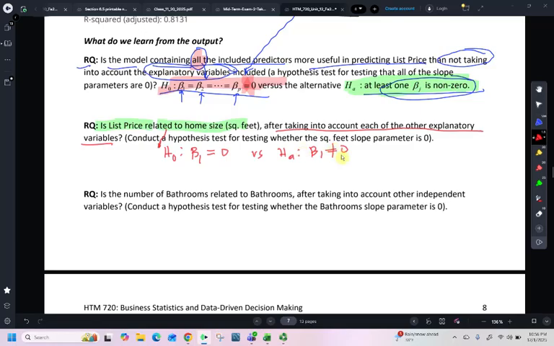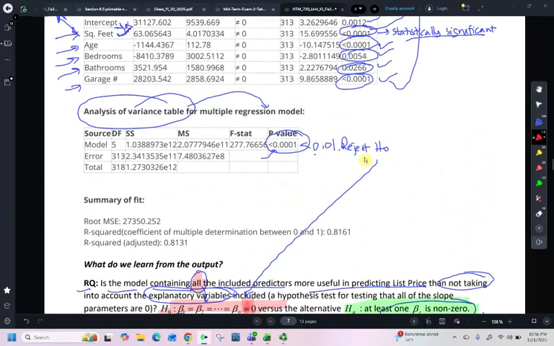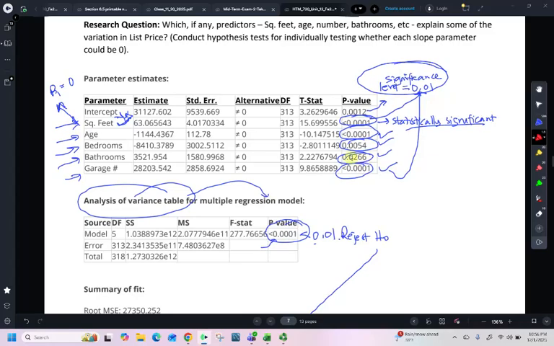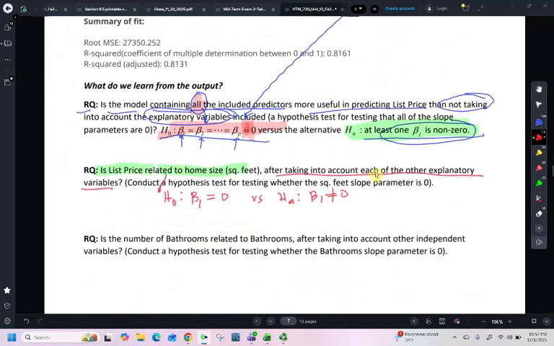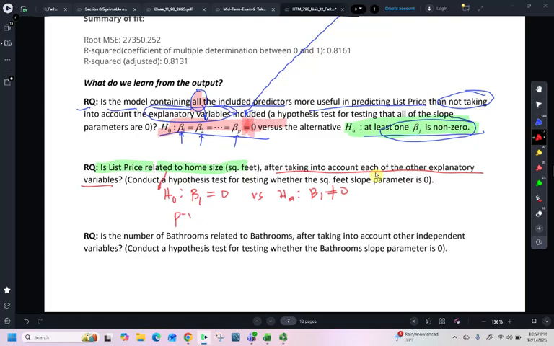Okay, in this case, I would go back and look at the p-value for square footage, and in which case you have 0.0001. So the p-value is 0.0001, which is less than 0.01, which means again we reject the null hypothesis in favor of the alternative.